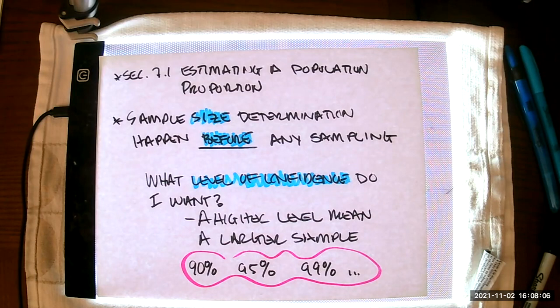I'm going to talk about section 7.1, estimating a population proportion.